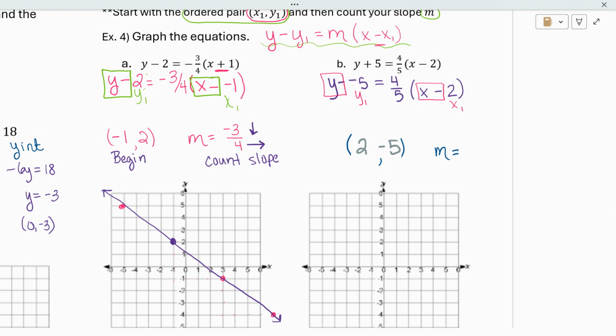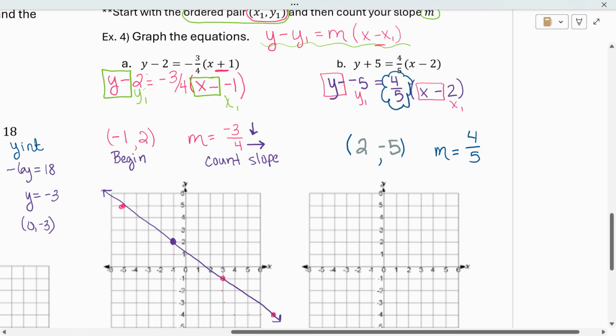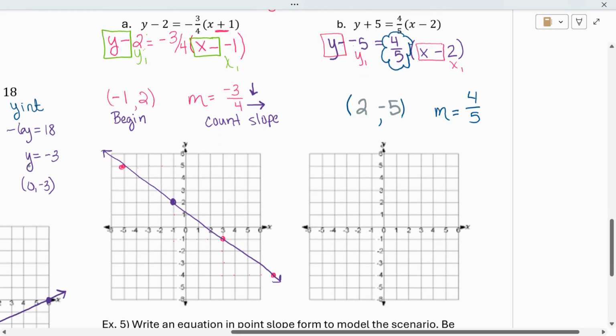Wrong equation. We're on the next one. Keep your eyes awake. What is the slope? Oh, 4/5. Not x, just 4/5. Do you see your slope right here? There's no x attached to that, right? It's just the number 4/5.